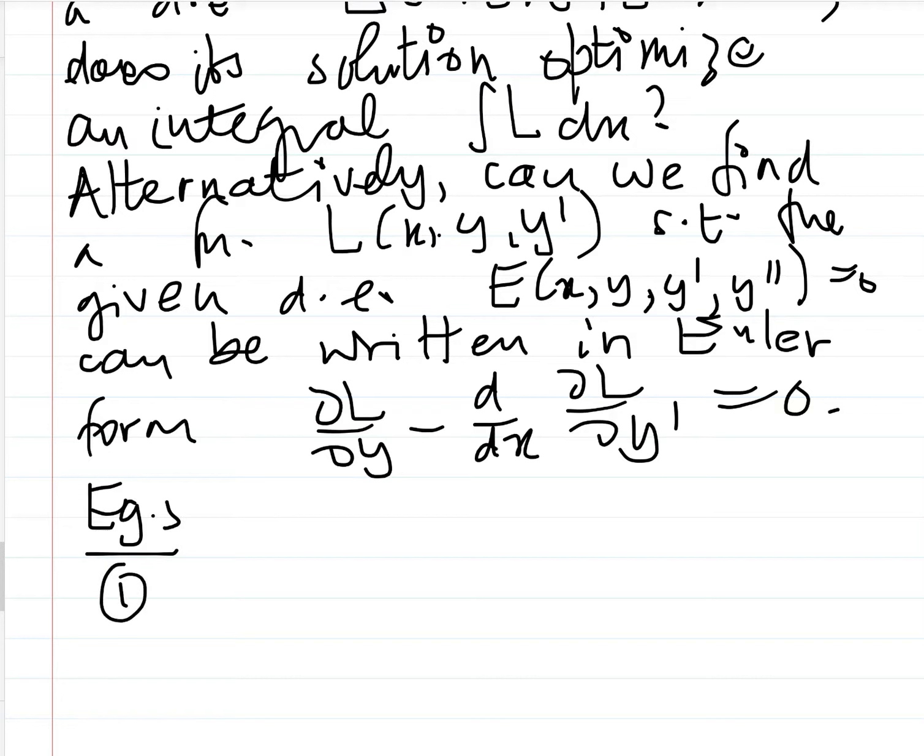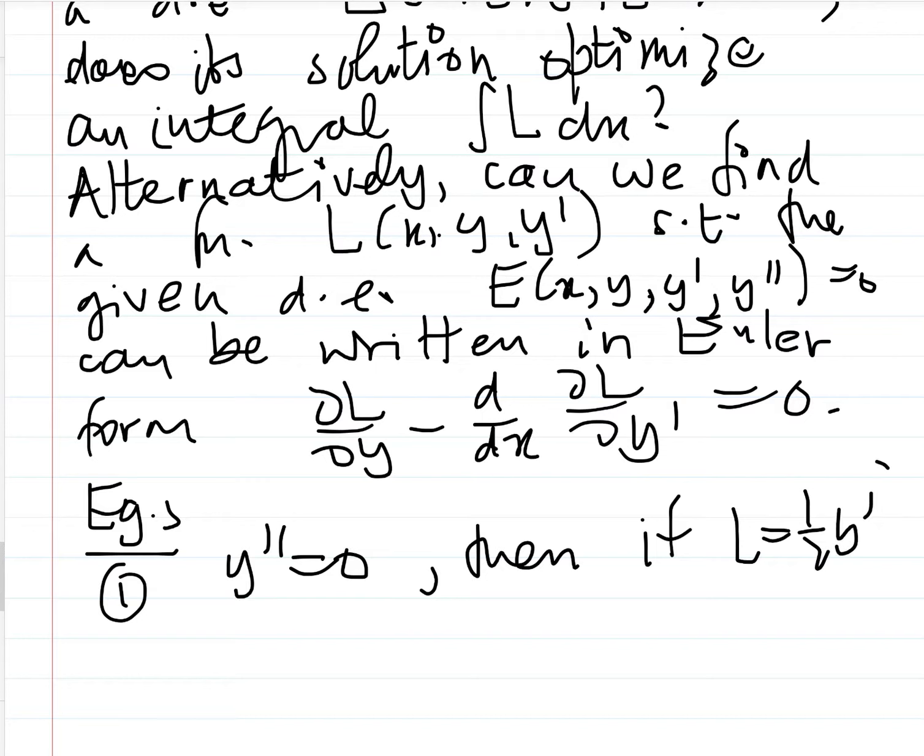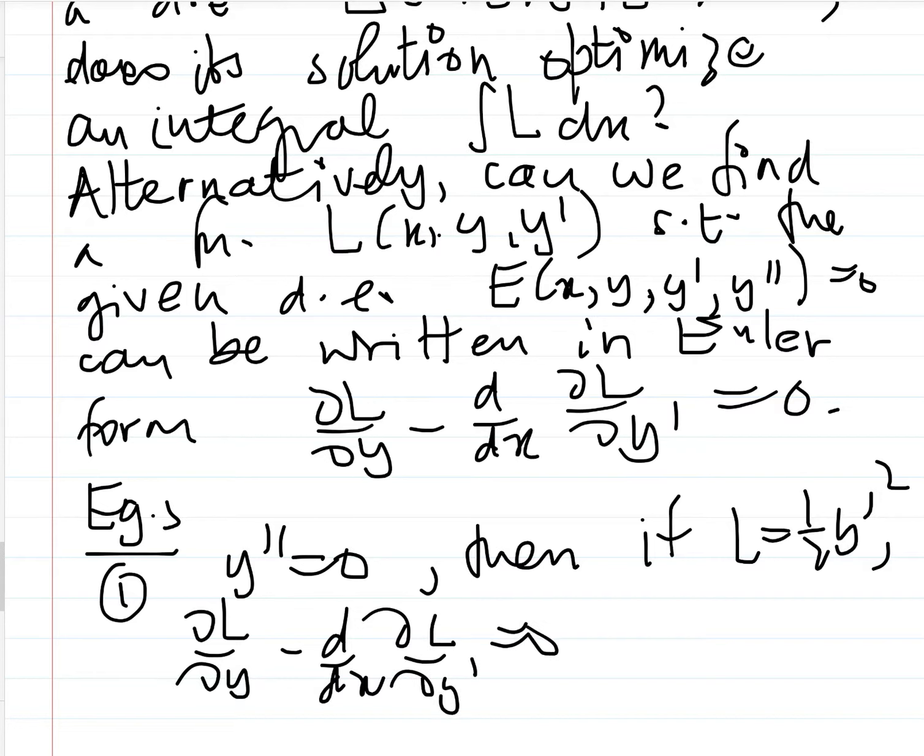If I give you the example y double dashed equal to 0, then if L equals a half y dash squared, the Euler-Lagrange form dL by dy, you can check this, it's all in your previous notes. You put that equal to 0, you will get the given differential equation y double dashed equal to 0.